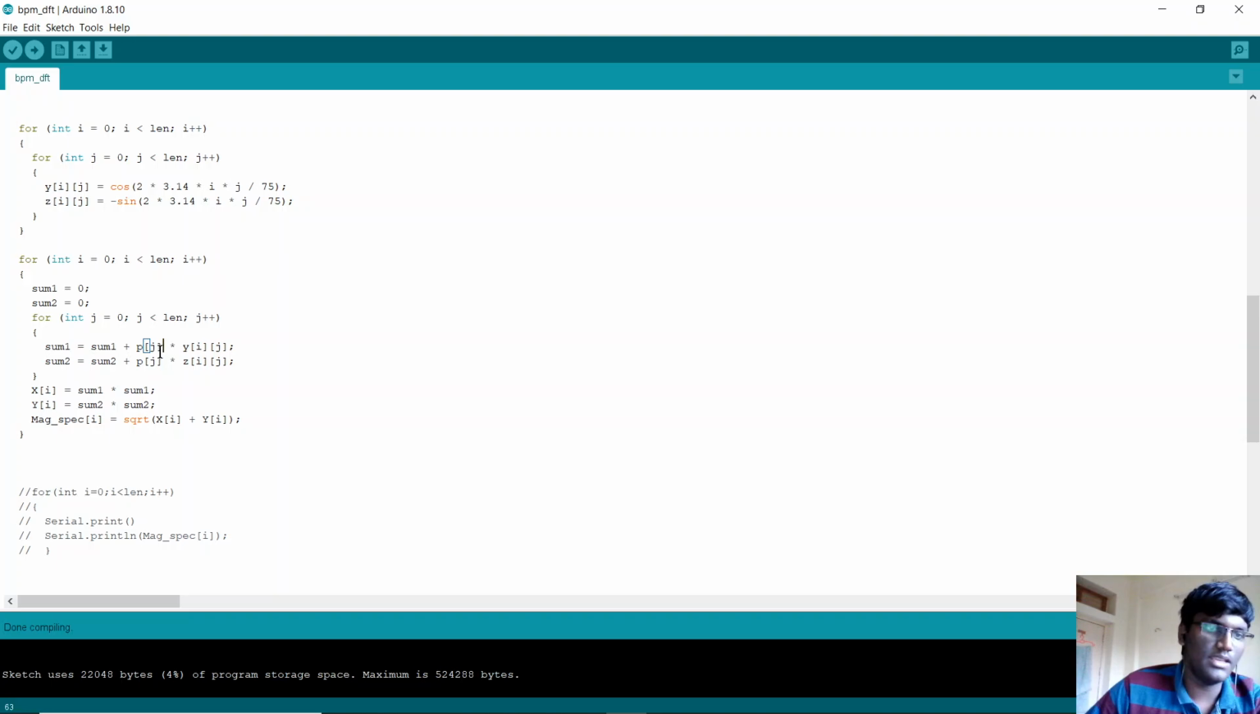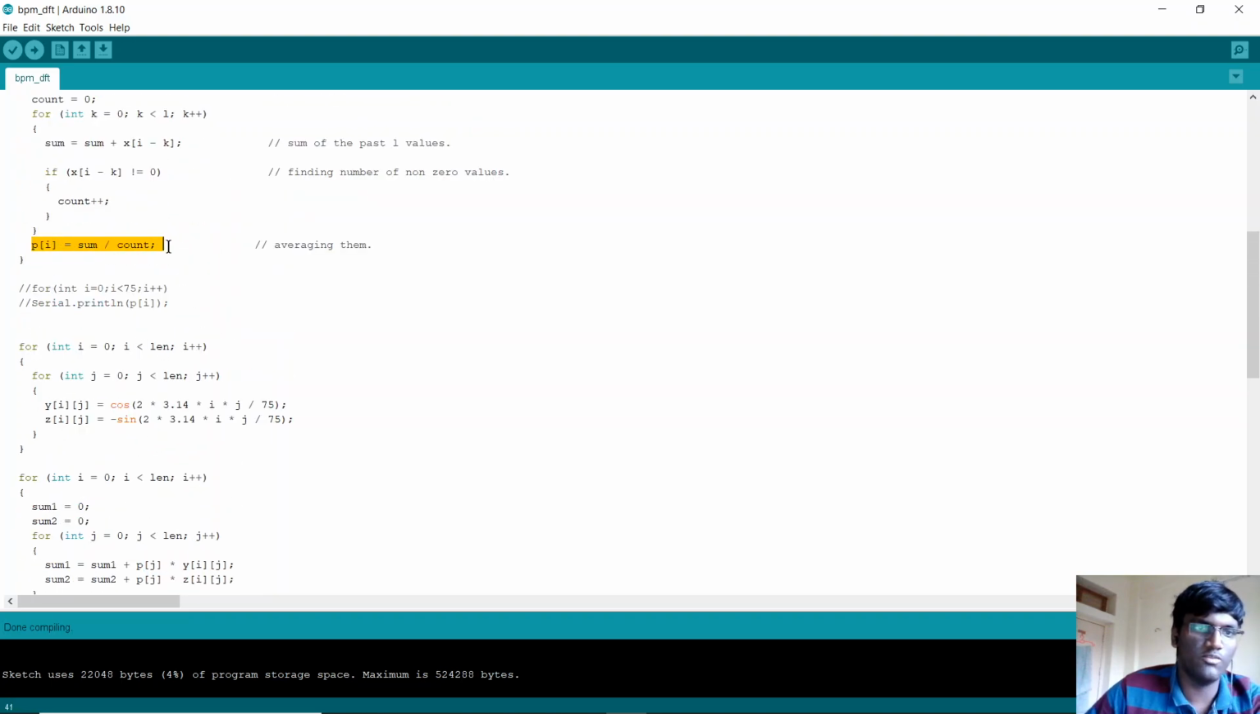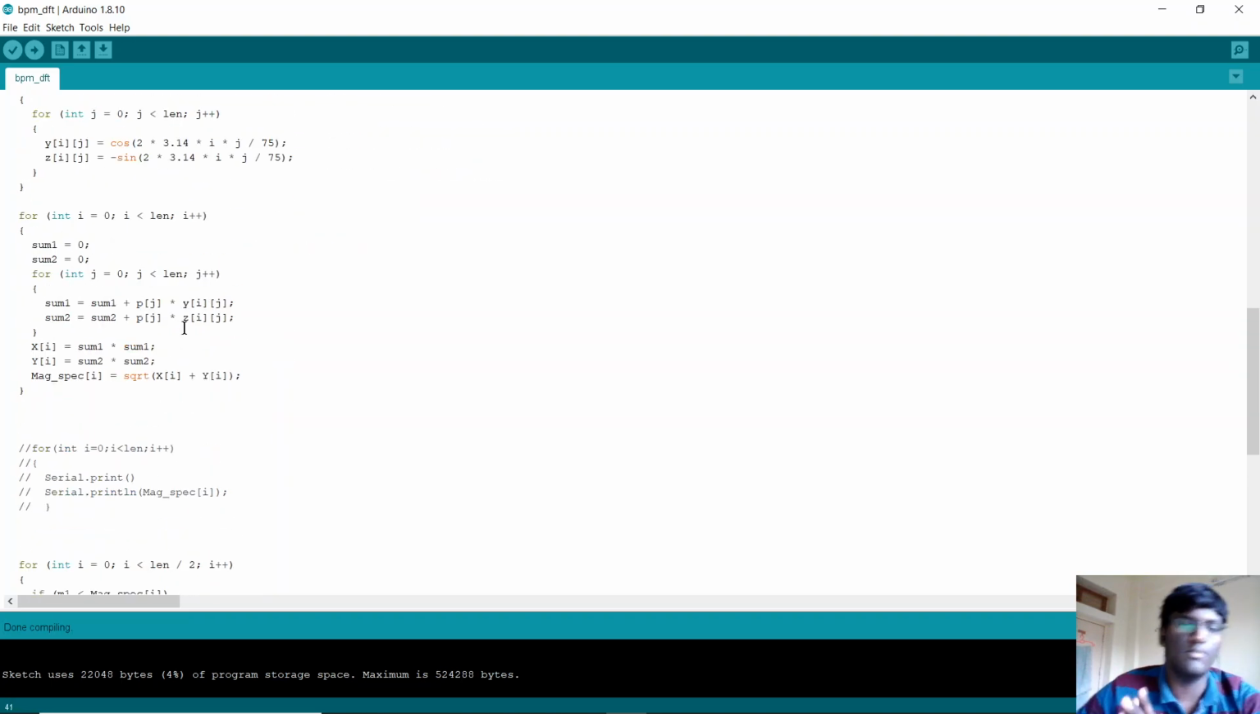The P is the smoothed signal, the output of the moving average filter. The magnitude spectrum can be calculated by multiplying the given vector with the real and imaginary parts of the DFT matrix separately, squaring them, adding them, and obtaining the square root. That is the basic idea of obtaining the magnitude of a given complex number.